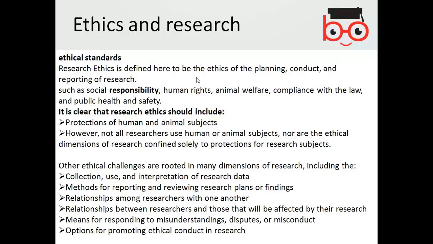So you have to be concerned about it, and you cannot do the research by violating the laws. For example, there are methods for reporting and reviewing research plans or findings. So even if you find the research, you have to be well aware of the methods for how you will be reporting or reviewing the research plans. Relationships among researchers with one another.